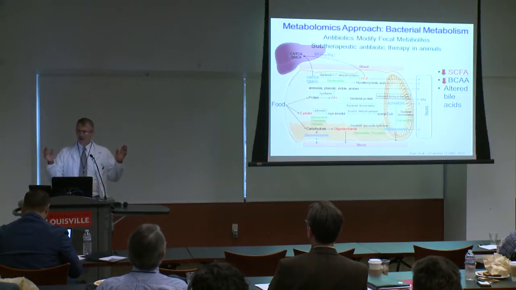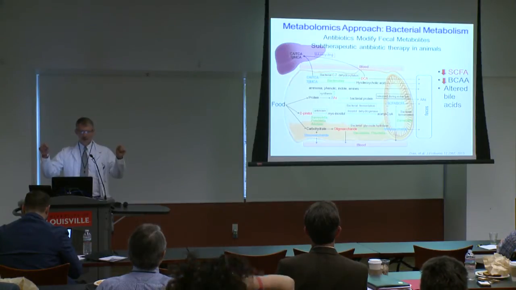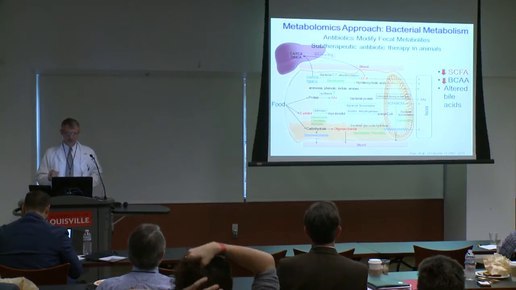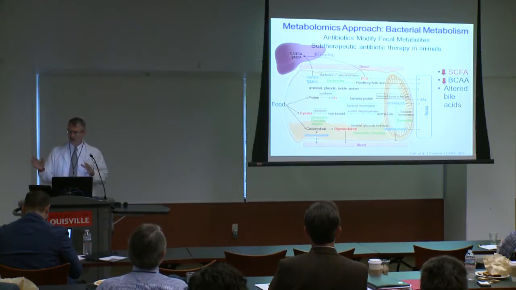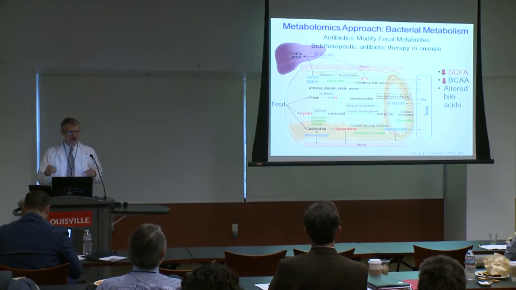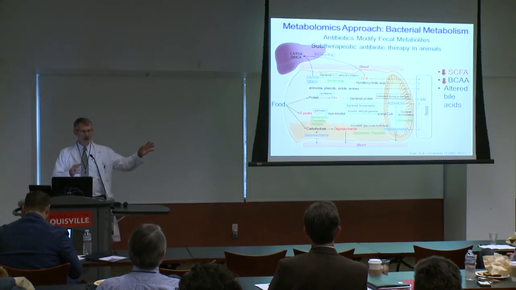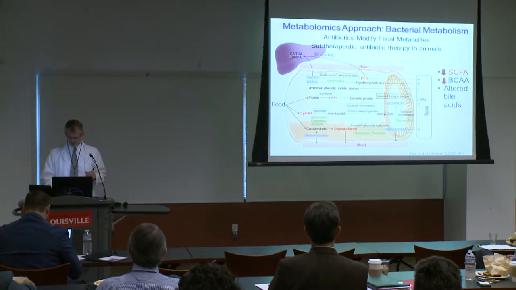So I've shown this slide just to show what a short course of antibiotics can do to your GI tract and the metabolites that are produced by gut bacteria. And so it causes a decrease in short-chain fatty acids, branched-chain amino acids, and altered bile acids. And this is highly relevant when we come back to what we see in alcoholic liver disease.